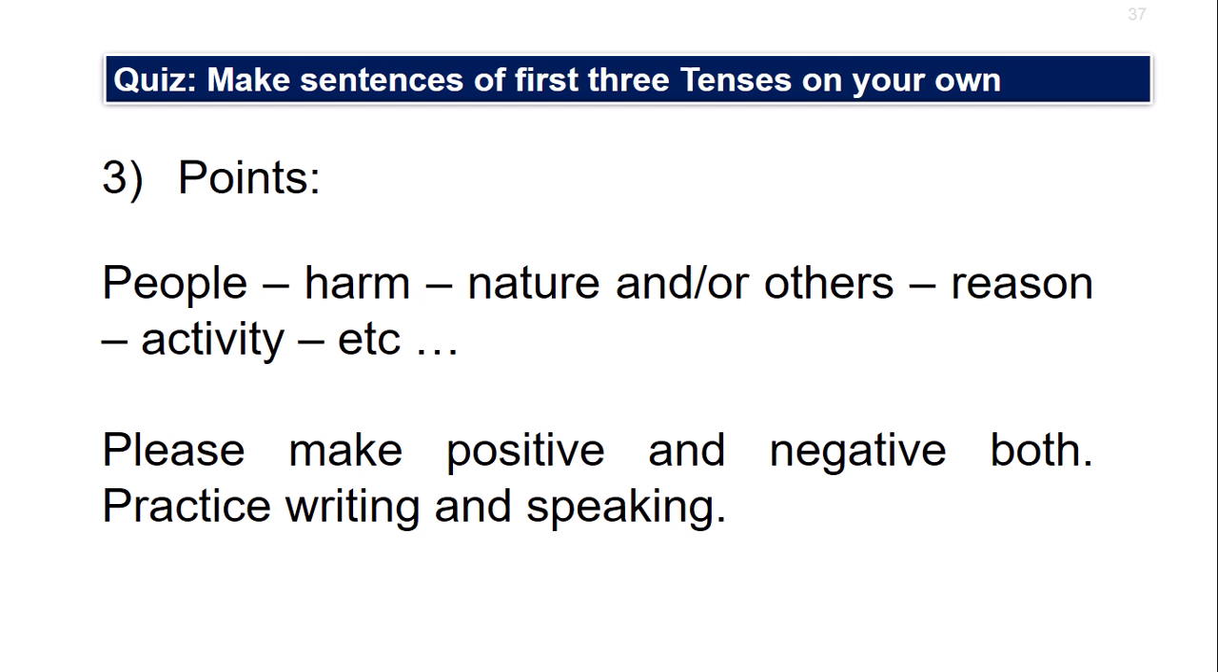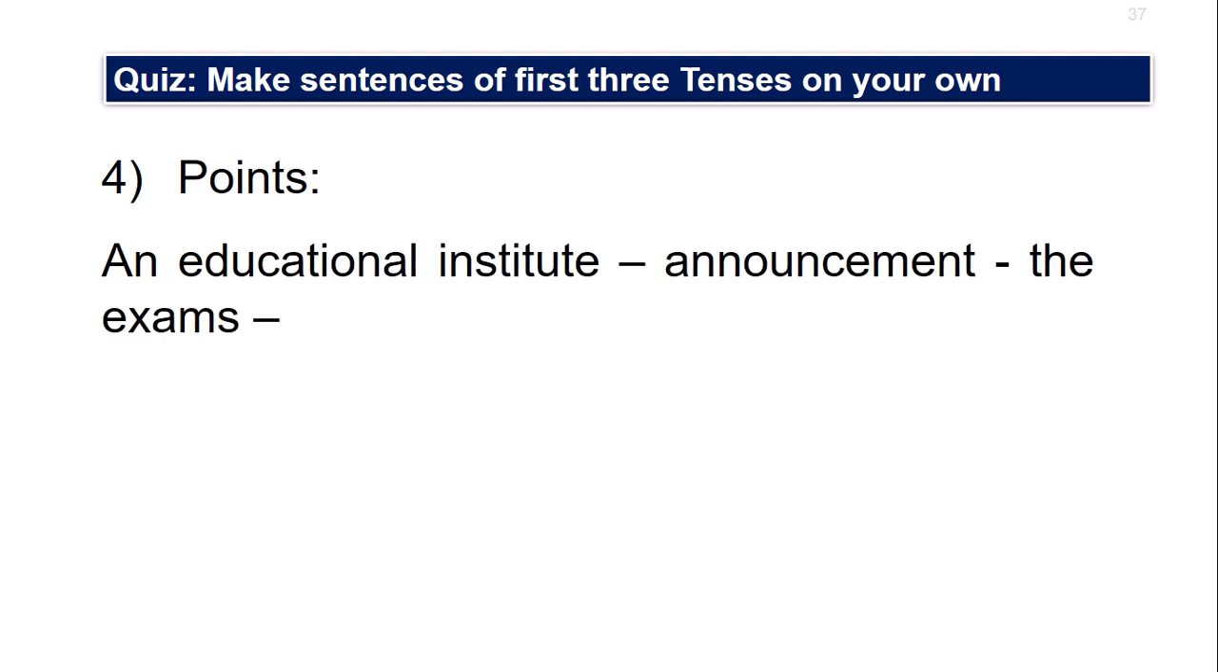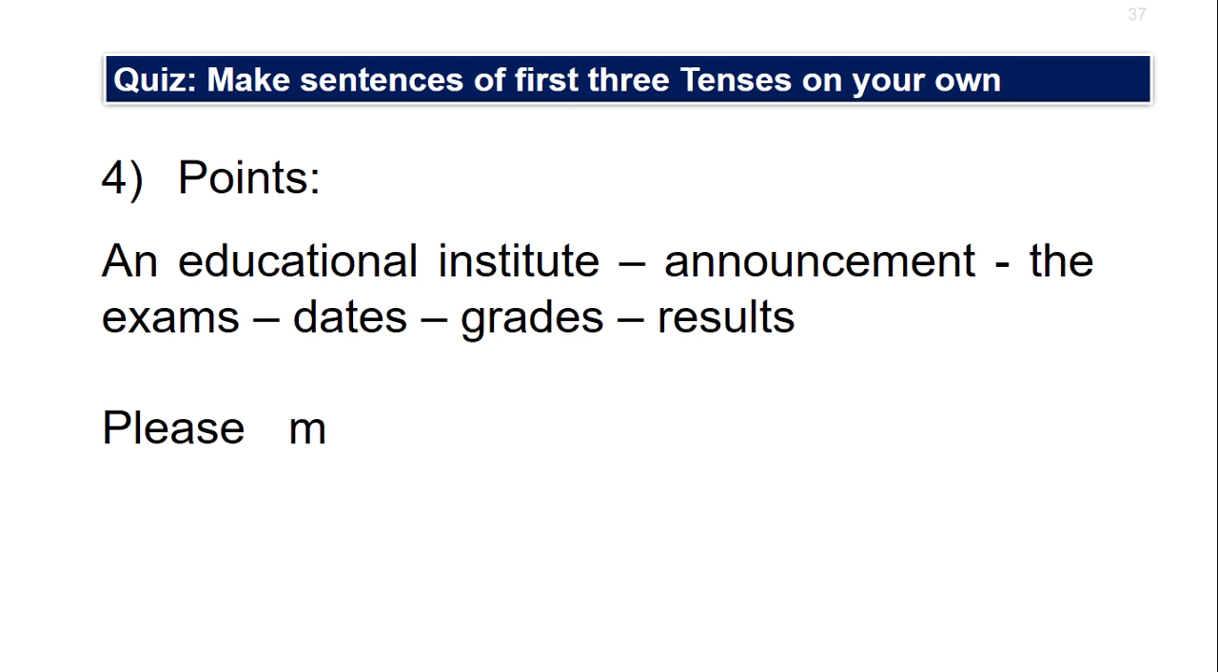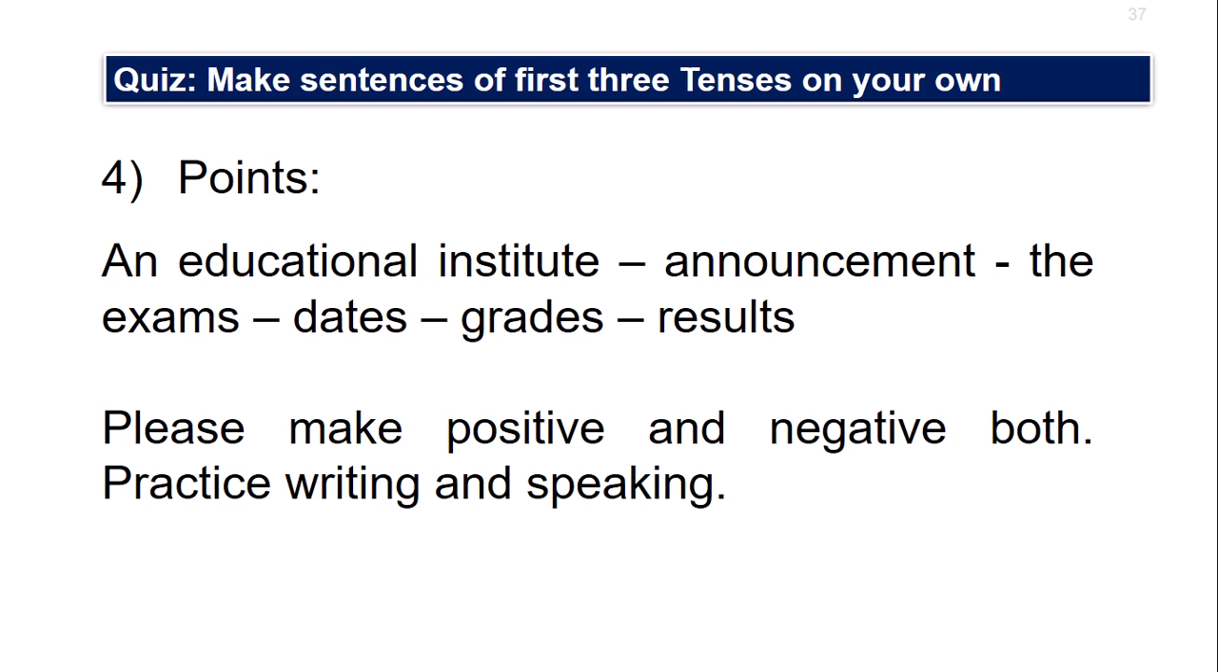So we are moving quickly ahead to the fourth sentence, and the points for the fourth sentence are on your screen at the moment. An educational institute, you will have to talk about an educational institute. It could be a school, college, or a university, or an educational regulatory board as well. So announcements, the exams, dates, grades, results, and so on. There can be n number of things that you can utilize for practicing speaking and writing sentences in English.